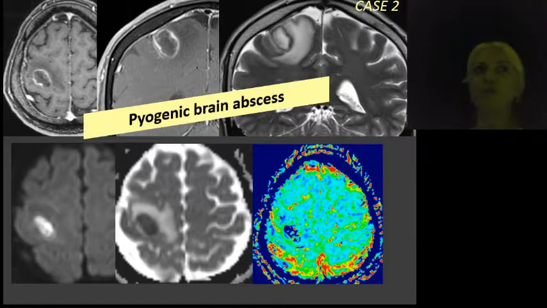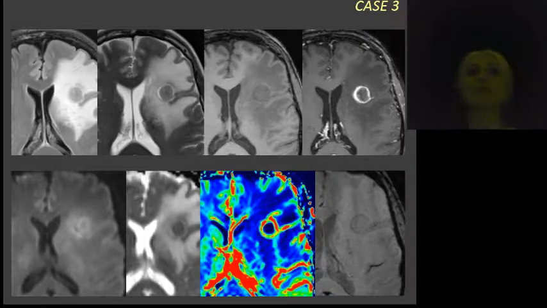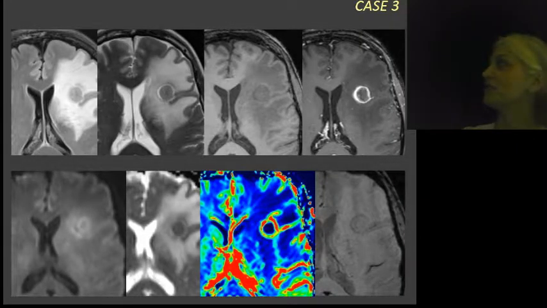Is that clear so far? Claro? Todo claro? Okay, then I keep on going. This is case number 3. Case number 3 is this, okay? It's a ring-enhancing lesion. Here it is with a huge edema.